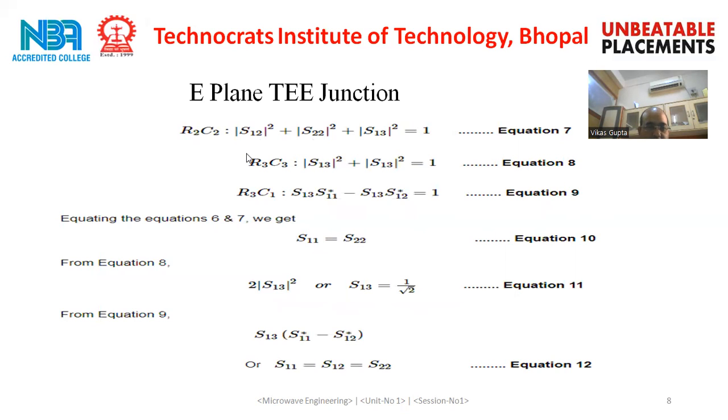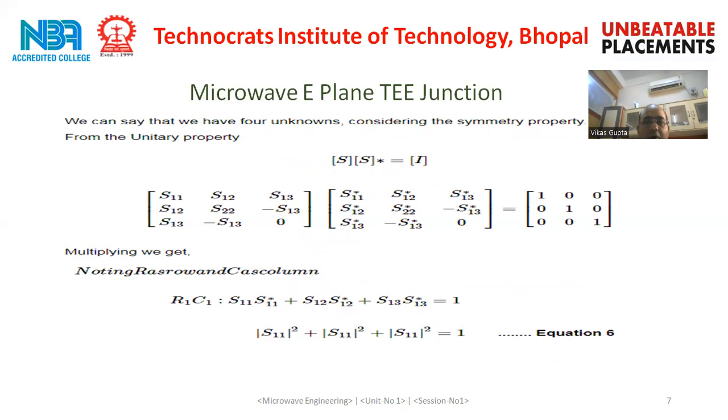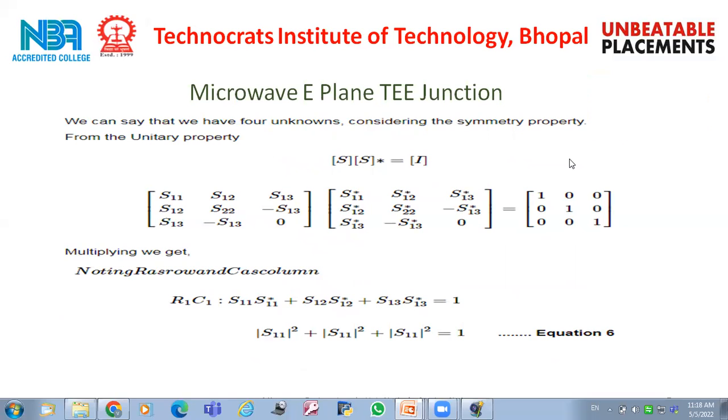Now we'll talk about R2C2. For R2C2, we'll have |S12|^2 plus |S22|^2 plus |S13|^2 is equal to 1. We'll talk about R3C3. It will be |S13|^2 plus |S13|^2 is equal to 1. And we are going to calculate one more equation as S13 into S11. We are going to calculate R3C1, the multiplication of row 3 and column 1. If we do row 3 and column 1, I'll let you know what it will be.